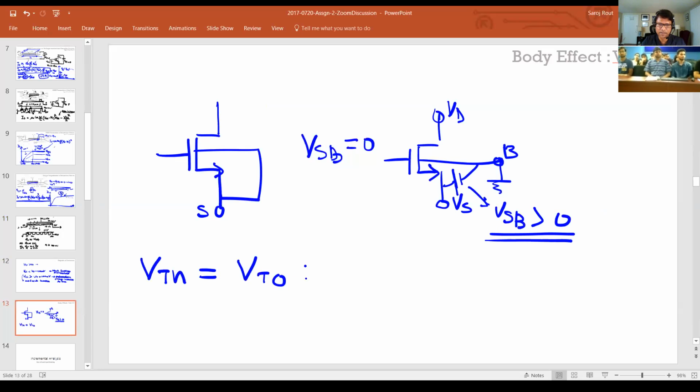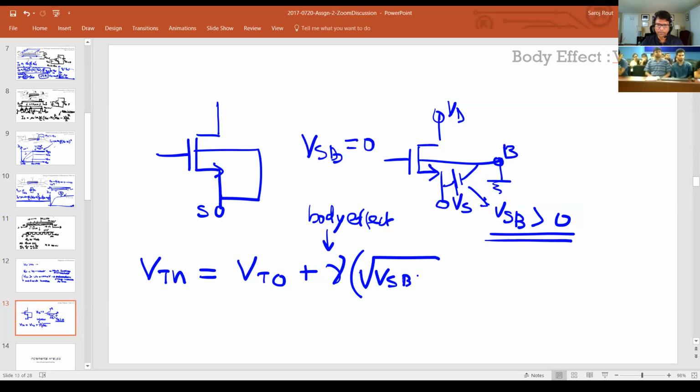So usually it's VT0 plus a coefficient called gamma, and this is called the body effect coefficient, times, I think it's root over VSB plus 2Pf. And this is again a physical constant connected to the Fermi level, but you don't have to worry about it. Just take it for granted for now. So this is 2Pf, and this is gamma times this.